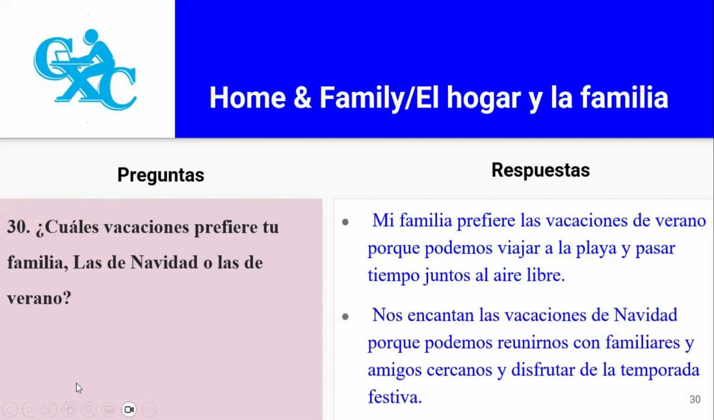Nos encantan las vacaciones de Navidad porque podemos reunirnos con familiares y amigos cercanos y disfrutar de la temporada festiva. Excelente. All right. So if it is that you prefer the Christmas holidays, you look at why. So you can meet with your family and friends, your close family and friends, and enjoy the festive season. All right. Excelente.